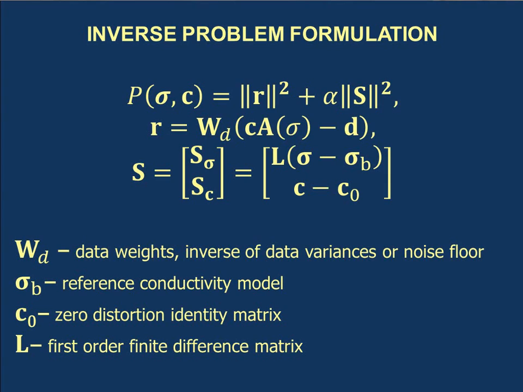The first property is conductivity, and the second property is this distortion matrix. For the conductivity, we use the first order finite difference, so we use a smoothness operator. We're looking for models with smooth boundaries. And for the distortion, we're basically trying to find the distortion matrix as close as possible to undistorted data. So the C0 means just an identity matrix, which represents the case of no distortion.